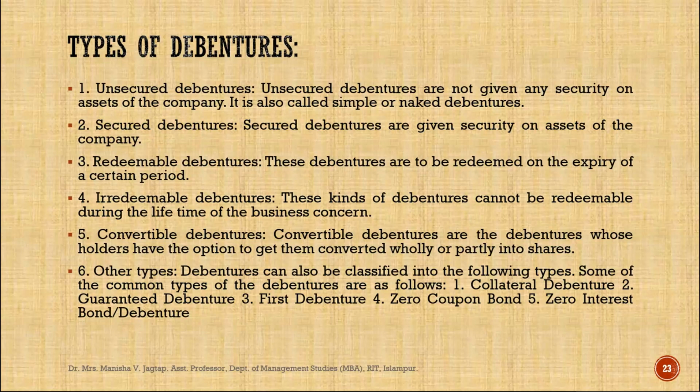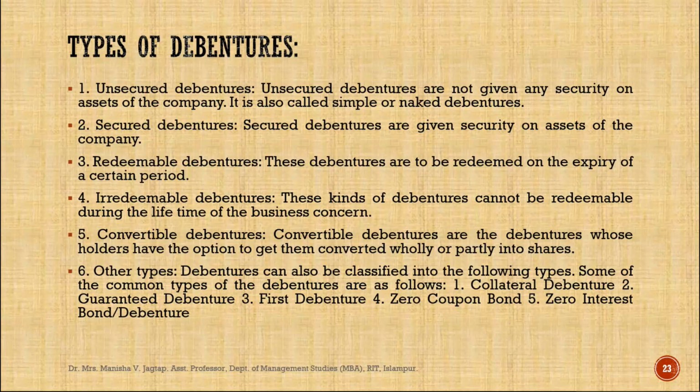Next is secured debentures. Secured debentures are given security on assets of the company. It is also called mortgaged debentures because these debentures are given against a mortgage of the assets of the company.